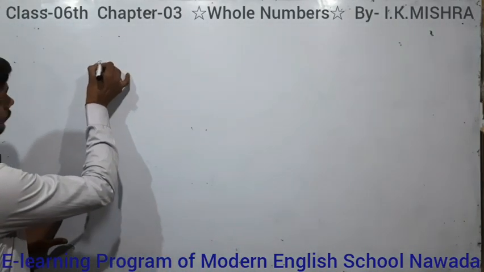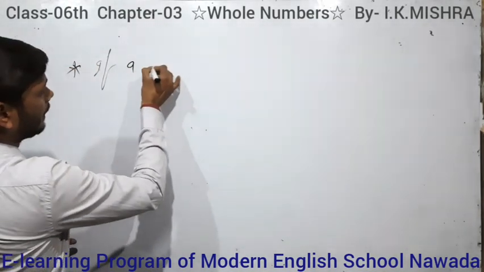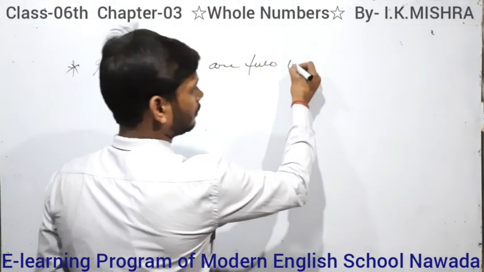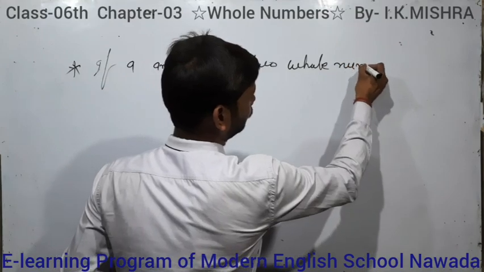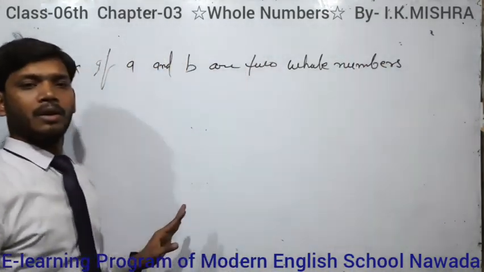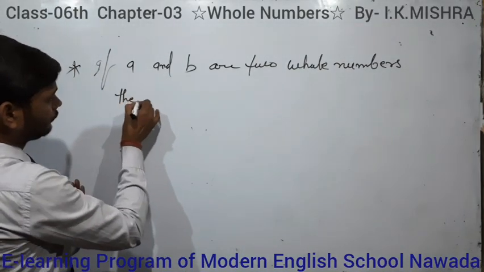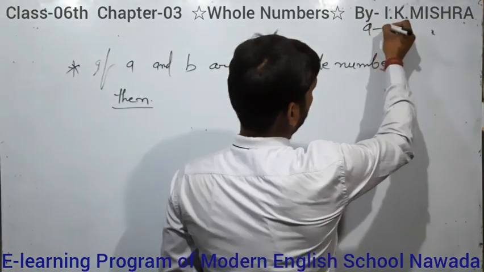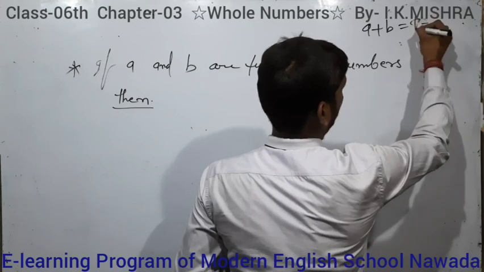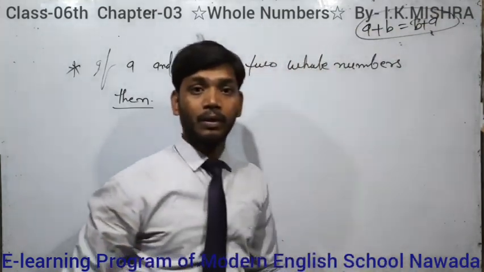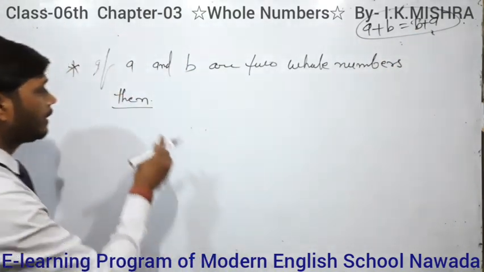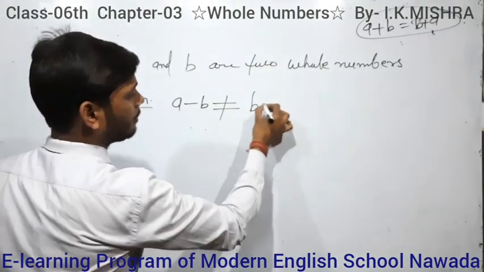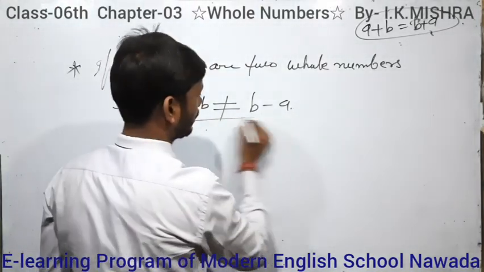If A and B are two whole numbers, then in addition, A plus B is equal to B plus A was possible, but here A minus B is not equal to B minus A for whole numbers.